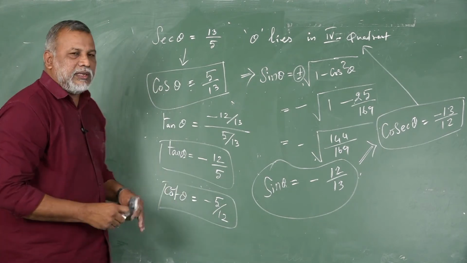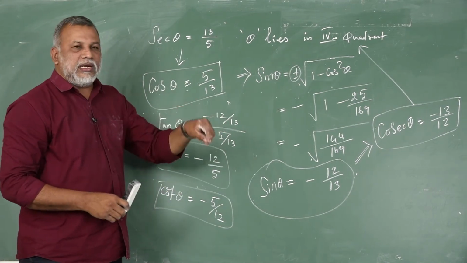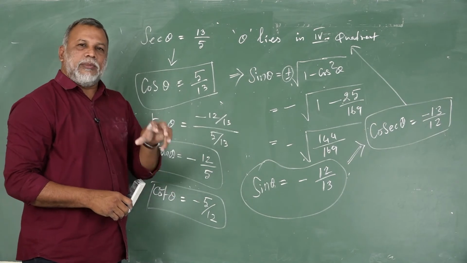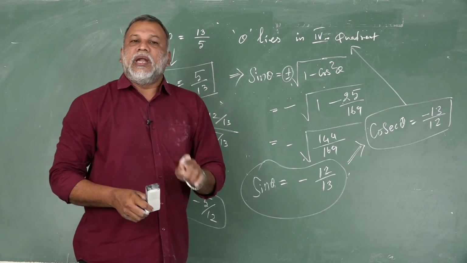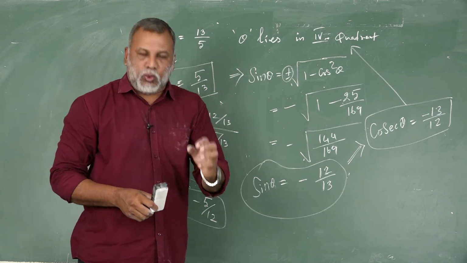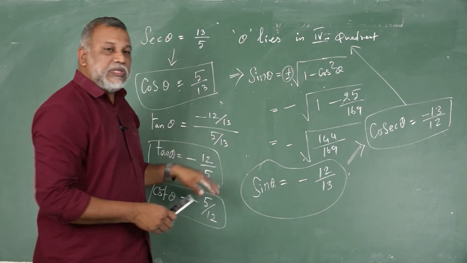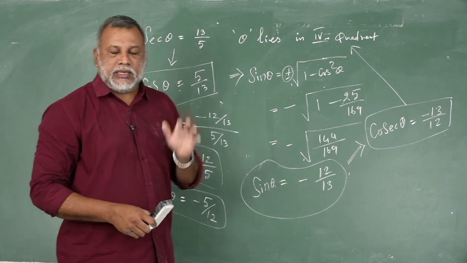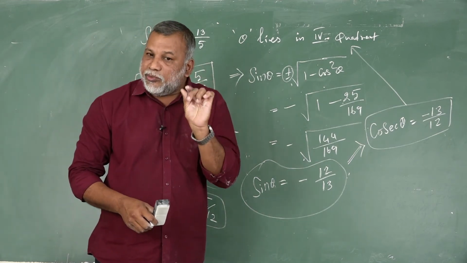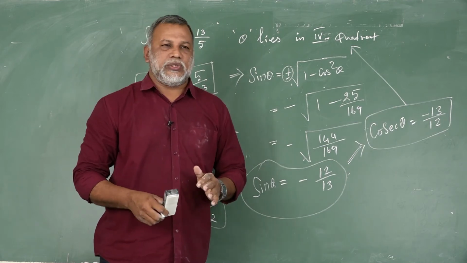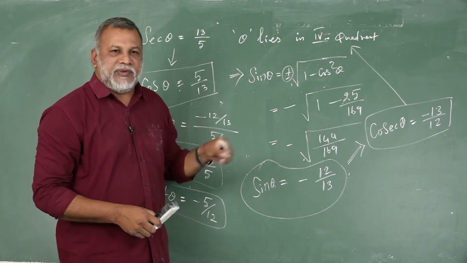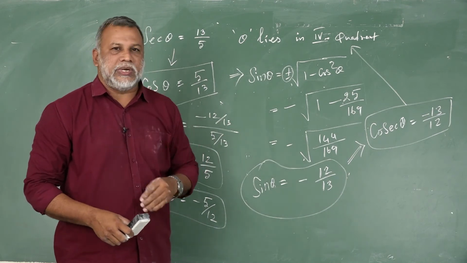So you are able to get some ideas. Depending upon the quadrant of theta, we are able to get the signs. This is the main concept. Depending upon the quadrant, we use the ASTC concept. So ASTC is very important to get the signs for the six trigonometrical ratios. In the same model, I am giving some homework. You have to try yourself.